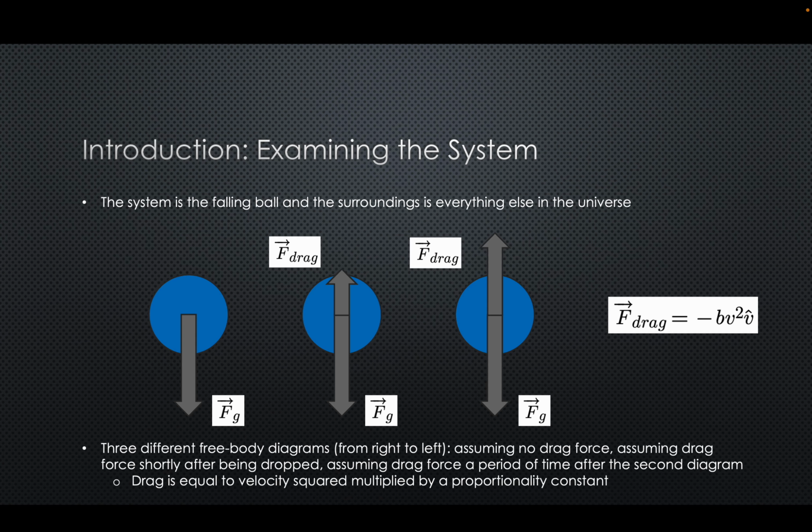So we look at the system. There are three free body diagrams shown here. The first one shows when an object is simply falling without accounting for drag, like in a vacuum, where the only force is the force of gravity. The second and third free body diagrams account for the force of drag, but the second shows shortly after being dropped from rest, while the third one shows a longer time period after being dropped.